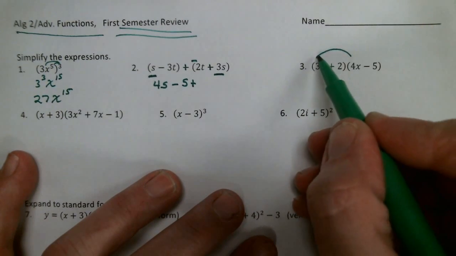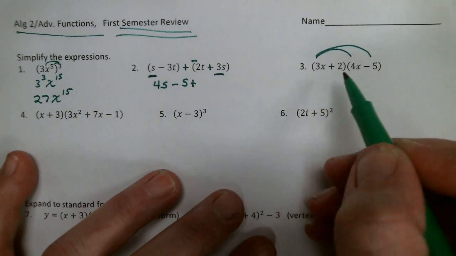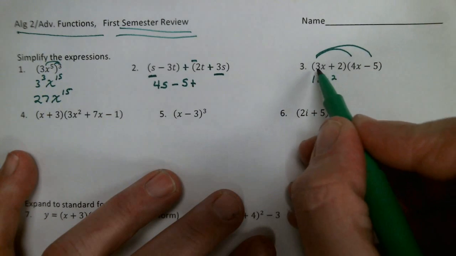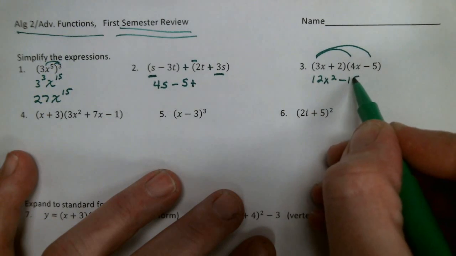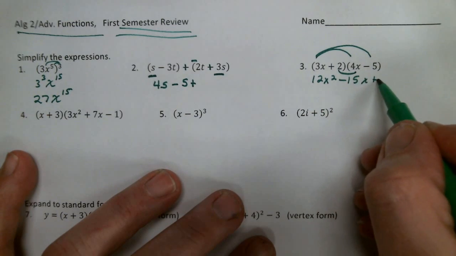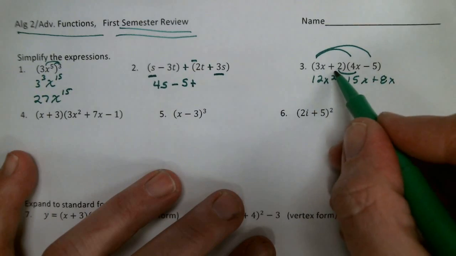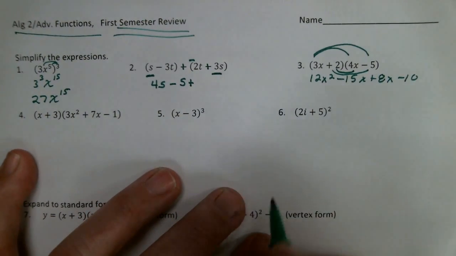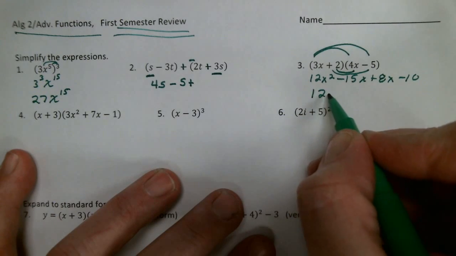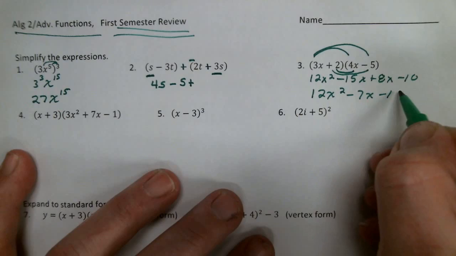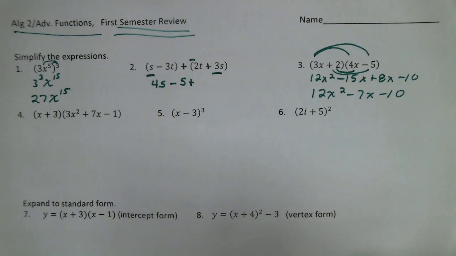Number 3, multiplying binomials. For this, we need to FOIL. Remember? Multiply the first. 3x times 4x is 12x squared. 3x times negative 5 is negative 15x. Then 2 times 4x is 8x. So plus 8x. And then 2 times negative 5 is negative 10. The middle two terms will have the same variables. So we need to combine like terms. 12x squared minus 7x minus 10.